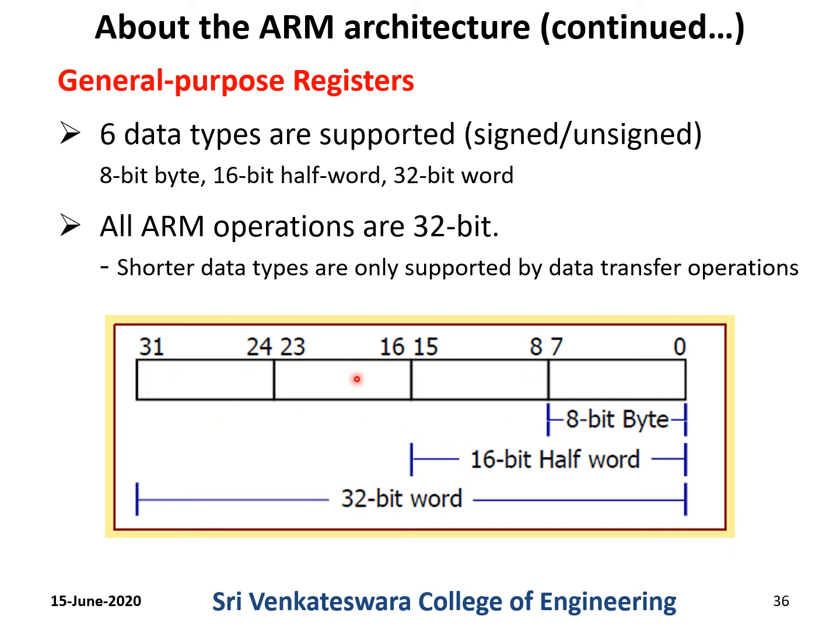The data types are shown here: the 8-bit byte, 16-bit half word, and 32-bit word. You can see that the byte of data occupies the lower 8 bits, and the half word occupies the lower 2 bytes.